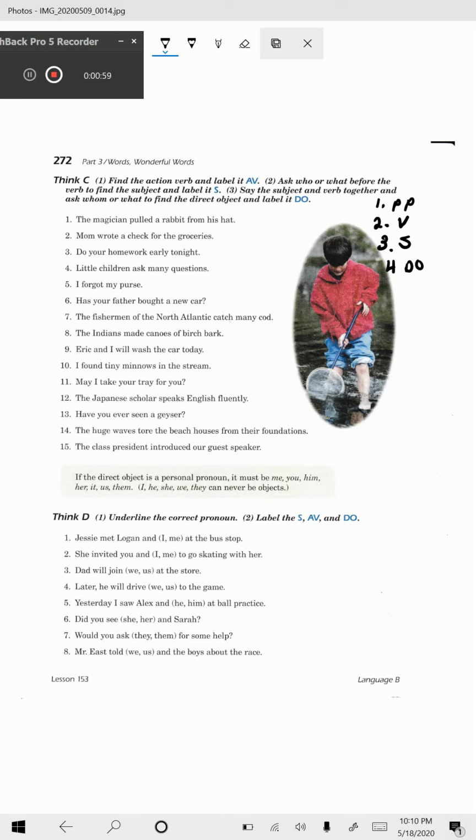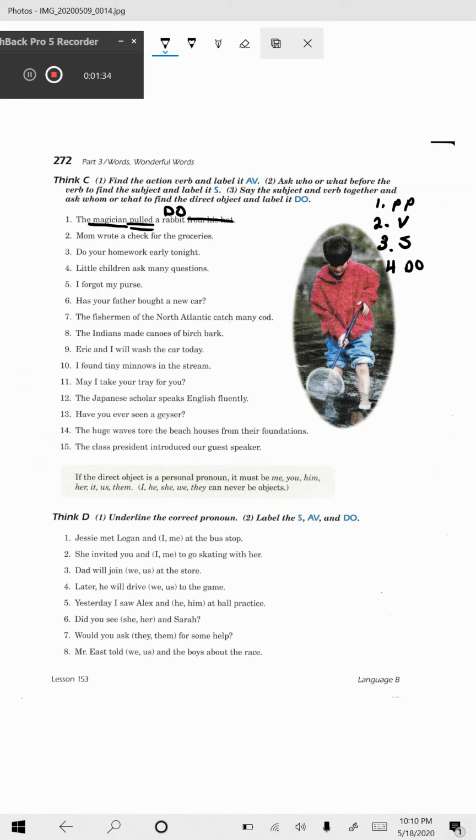So first thing, the magician pulled a rabbit from his hat. First thing I look for is a prepositional phrase, and I'm just going to get rid of it right now. I don't need to see it because I don't need to diagram everything. So next thing, what is the verb? Pulled. Underline it twice. Who pulled? There's the subject. And what did he pull? The direct object. So that's the order I want you to do these, okay? I'll do half of these and then you'll do the other half on your own.